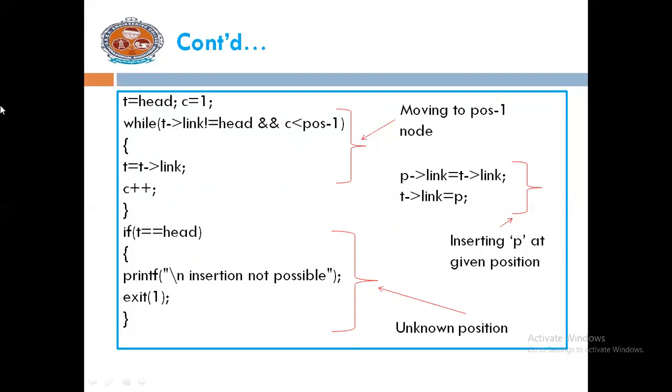So for that, to get the address of both the previous node and next node, we are using a while loop. At the end of this while loop, t points to the previous node. T points to the previous node. If t equal to head, if t equal to head means we came back to the beginning of the list. We came back to the head node. What does it mean?